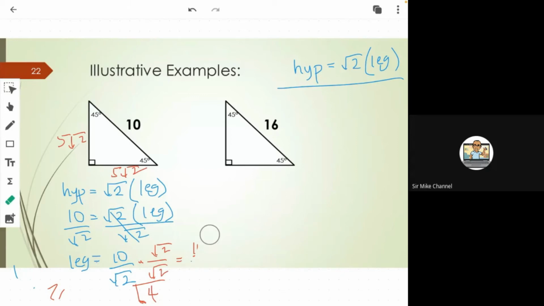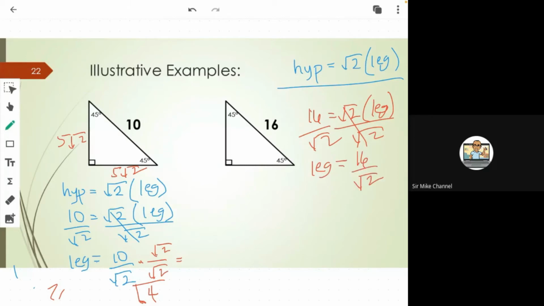Okay, another example. Number 2. So, given natin 16. Okay, so hypotenuse natin is 16. And square root of 2 times the leg. And then, divide natin by square root of 2. So, the answer is leg is equal to 16 over square root of 2, then rationalize natin yan. So, multiply natin by the square root of 2 over square root of 2.